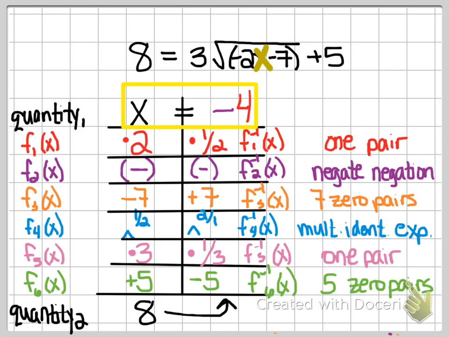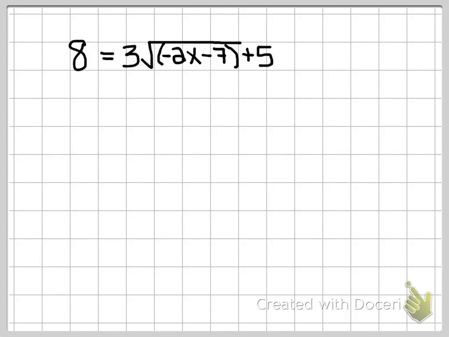So let's check our work. We're going to start with our mouthful equation. 8 is equal to 3 times the square root of the entire quantity, 2x negated, take away 7. And then we're going to increase by 5. We'll see if it works with our solution that is equal to negated positive 4, which is a negative 4.